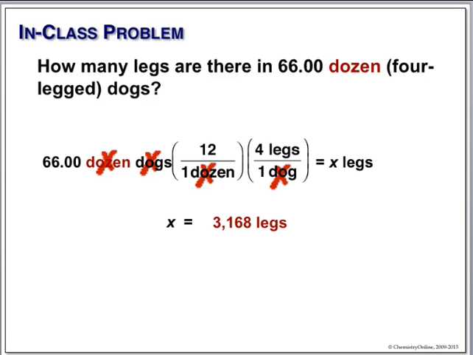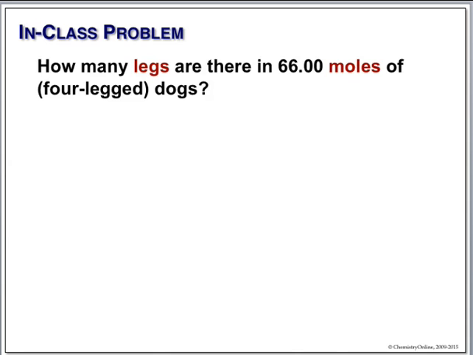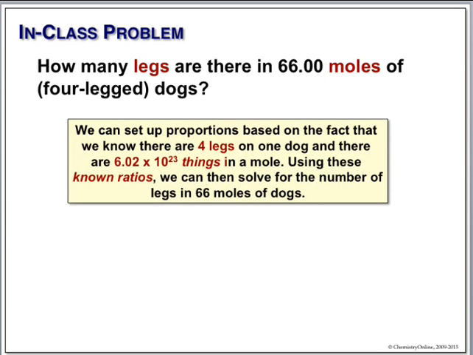What if we change this problem and we said we had 66 moles of 4-legged dogs? Well, we're going to do this problem exactly the same way. We know that a mole, instead of 12, is simply 6 times 10 to the 23rd. So we'll set the problem up the same way. We have 66 moles as our given. Our ratio is going to be 1 mole is 6.02 times 10 to the 23rd. And then we're going to find the number of legs.